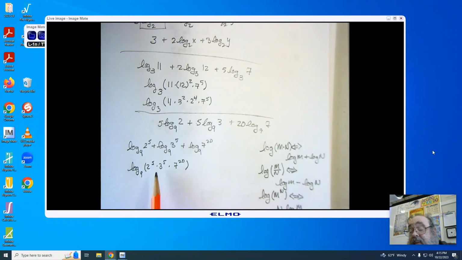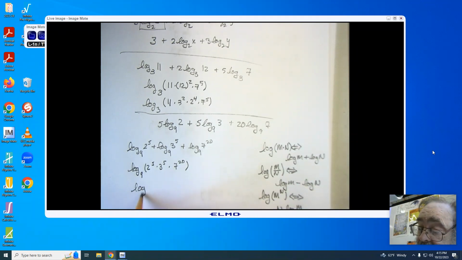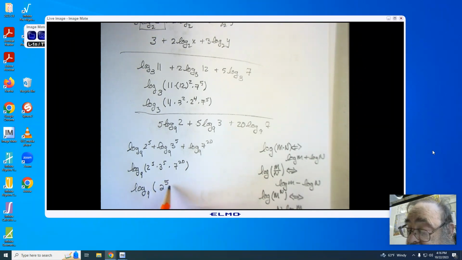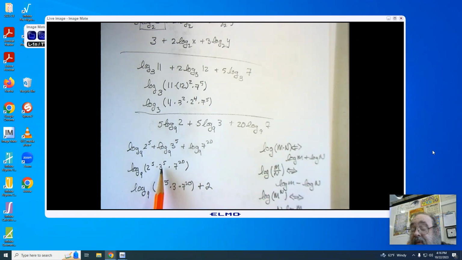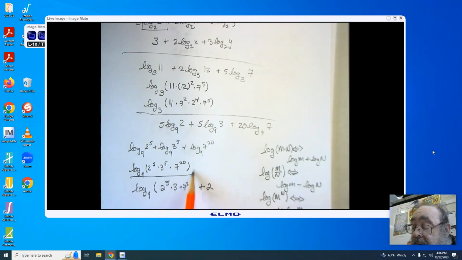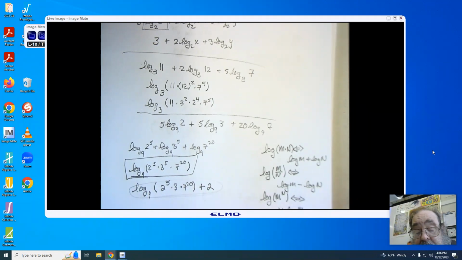After all, you'll notice that there's an 81 times 3 in here. And 81 is really 9 squared, which means that I could call this log base 9 of, let's see, I would end up having a sum here. So I would have 2 to the fifth times 3 times 7 to the 20th, and then I would have a plus 2 outside. So I broke that 4, and I now have a 2 outside, but that really doesn't help me much. So this would be my answer that I would be looking for, and I'm just showing you that we could get a different answer.